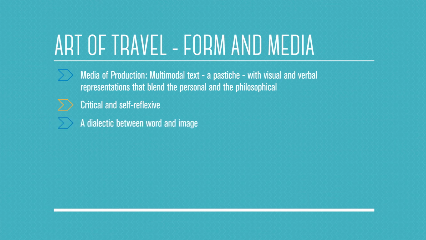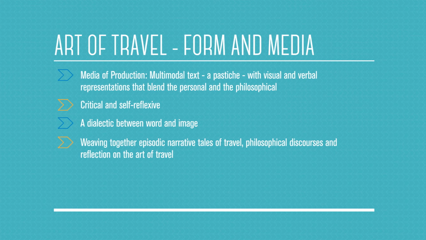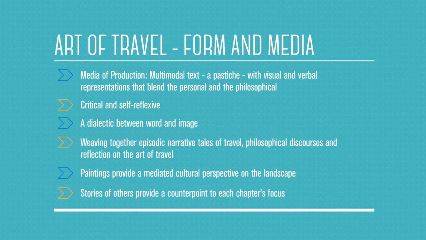It's a dialectic between word and image. In other words, dia, across, talk: the word and images talk to each other. So when he travels through the beautiful English countryside, and he talks about the sublime and the beauty of nature, he'll use poetry by Wordsworth and paintings by romantic painters. He weaves together episodic narrative tales of travel, his own philosophical discourse, because he's a philosopher, and reflections on the art of travel. The paintings mediate a cultural perspective of landscape, and the stories are like a counterpoint to each chapter's focus.